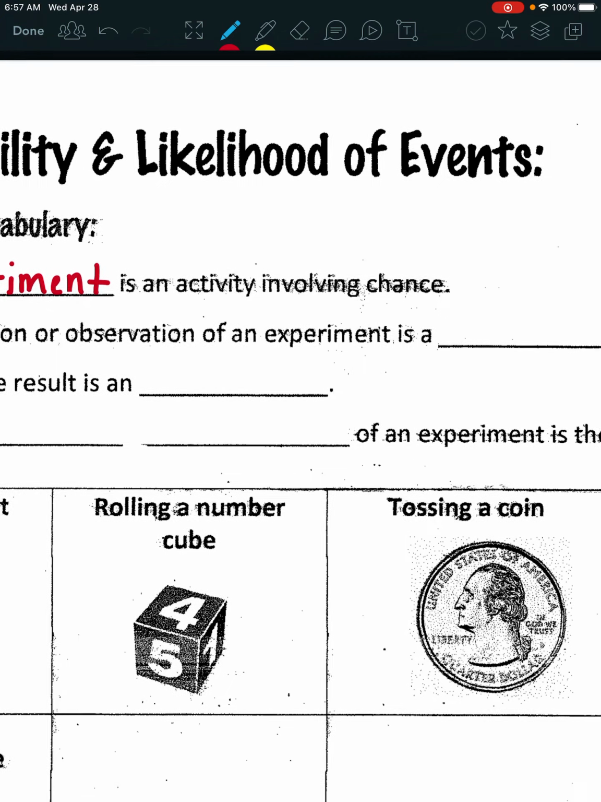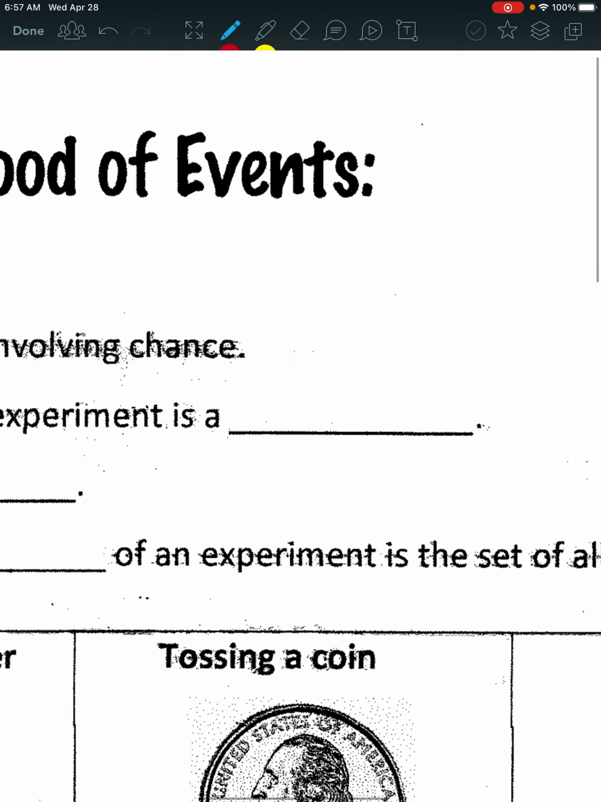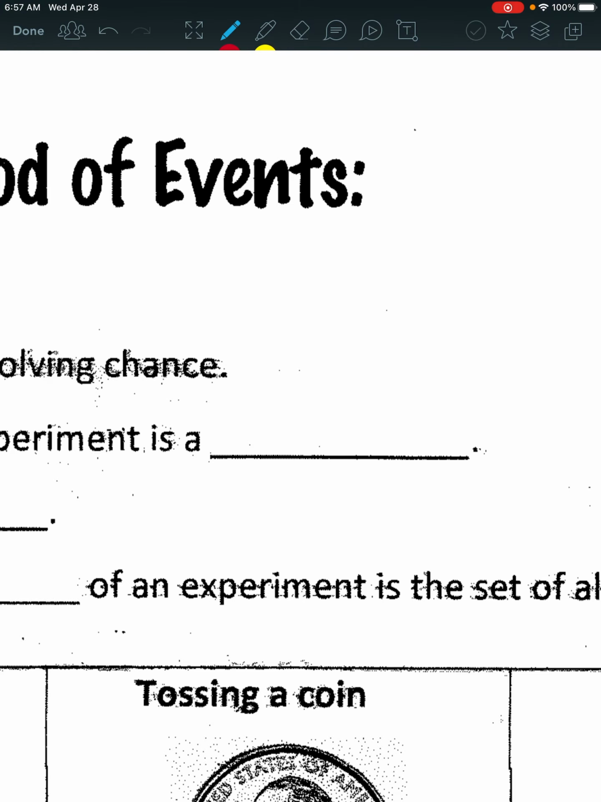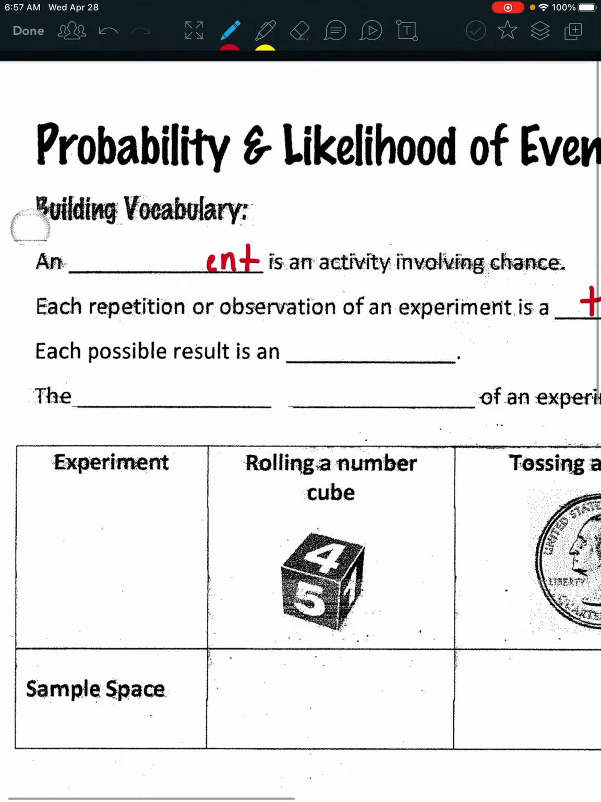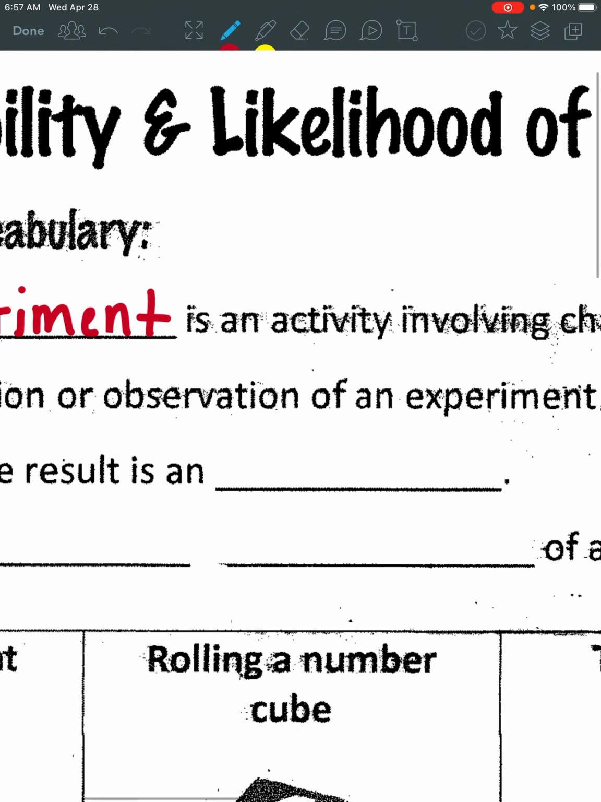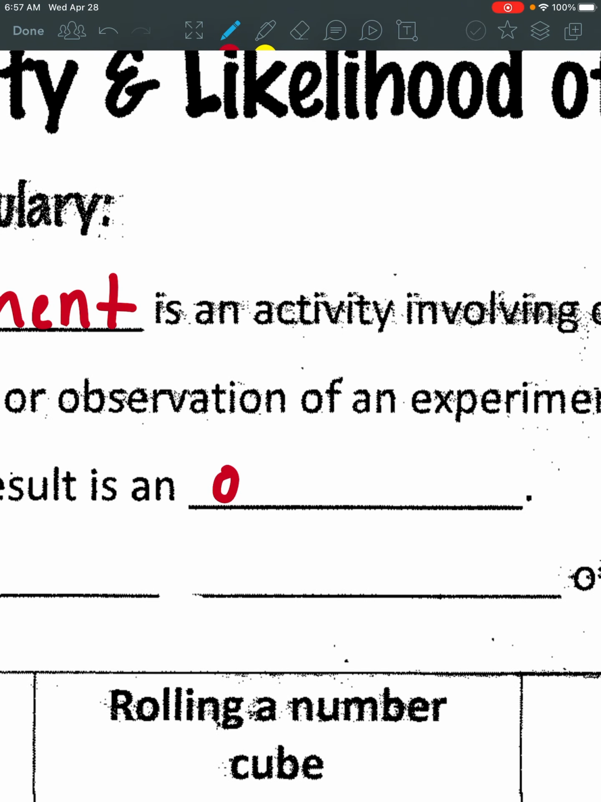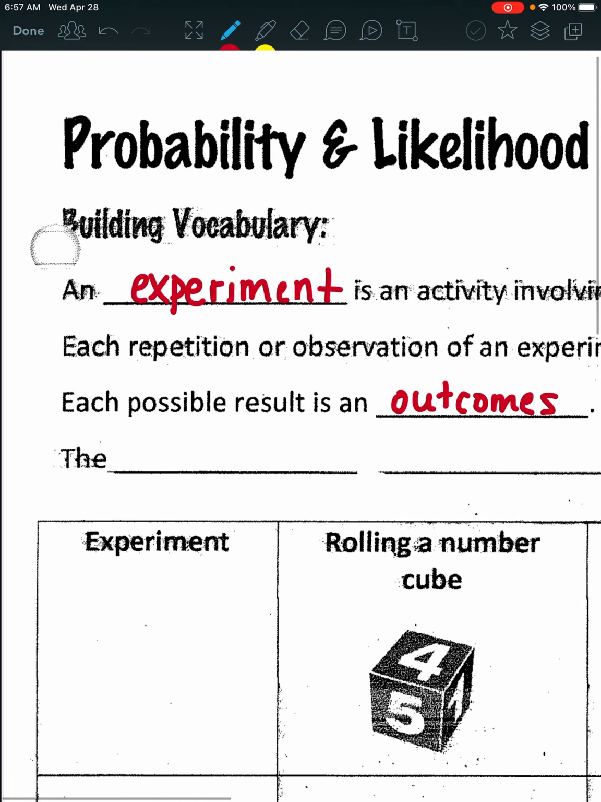So each repetition or observation of the experiment, each time that you roll that dice and see what number you get, that's what we call a trial. Every single possible result is what we call outcomes. So when we roll that dice, we could get a 1, a 2, 3, 4, 5, or 6.